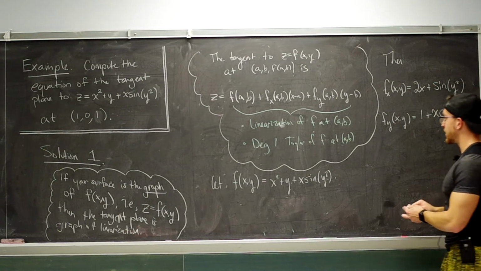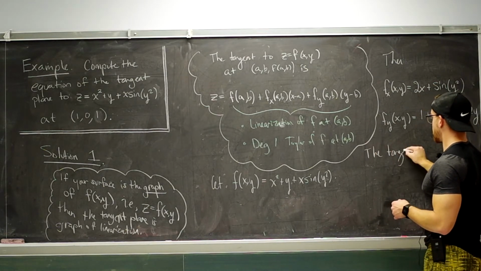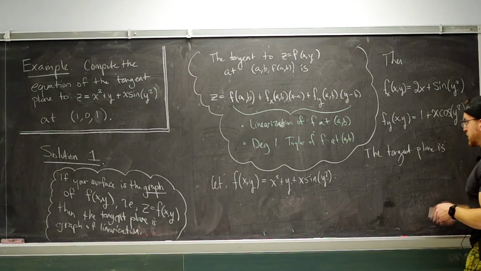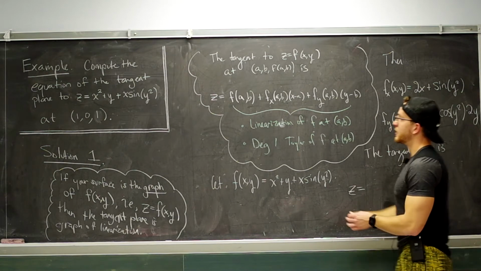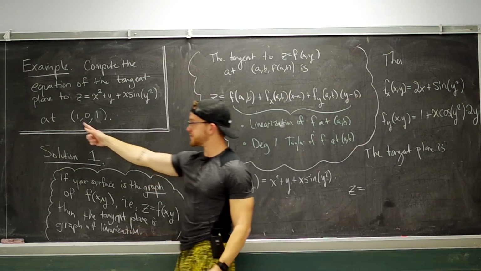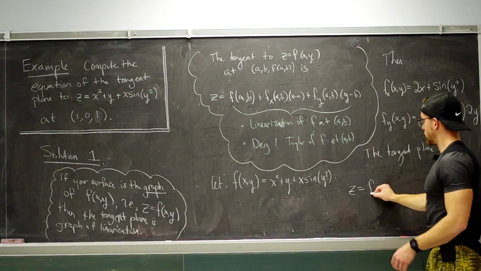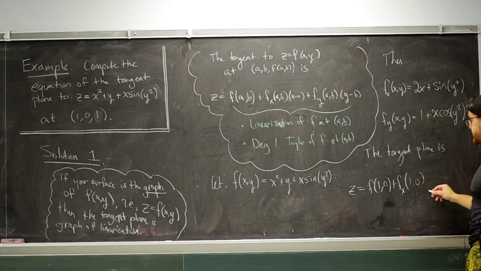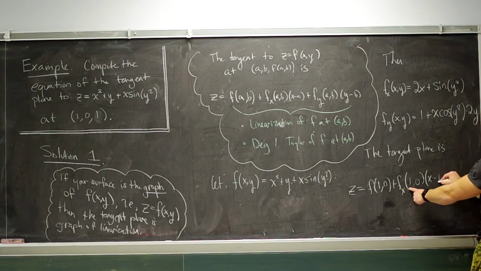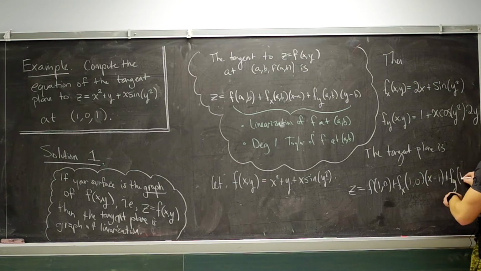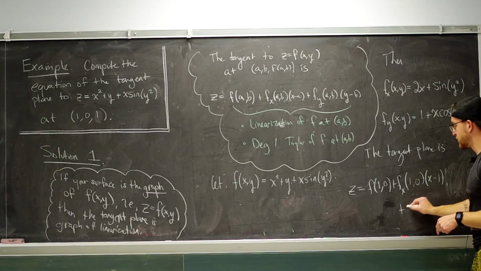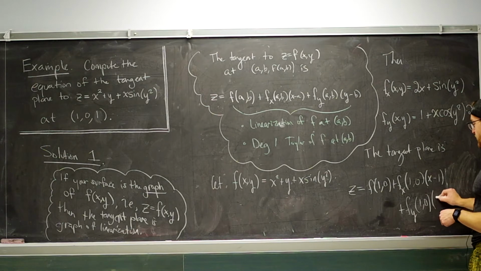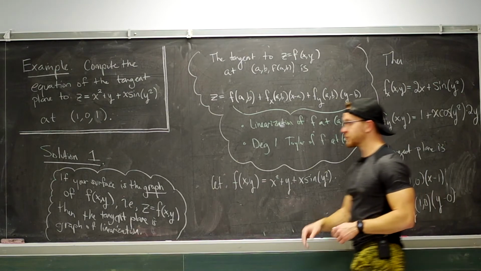Okay, so the tangent plane is z equals f of a b, in our case, is f of 1, 0, plus the x derivative at 1, 0 times x minus the x value, which is 1, plus the y derivative at 1, 0 times y minus the y value, which is 0. Plug these numbers in and we're done.